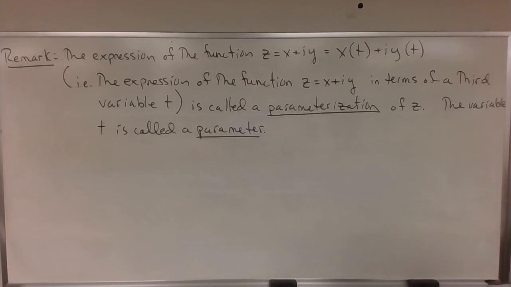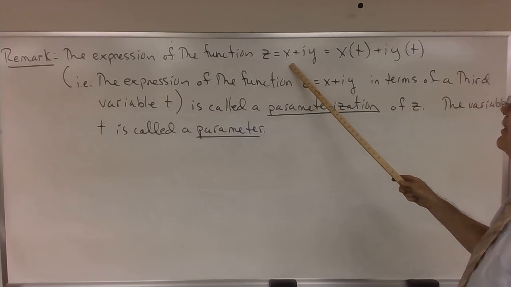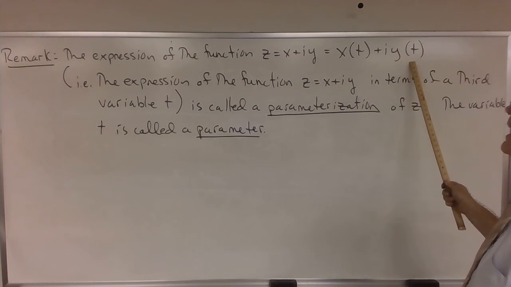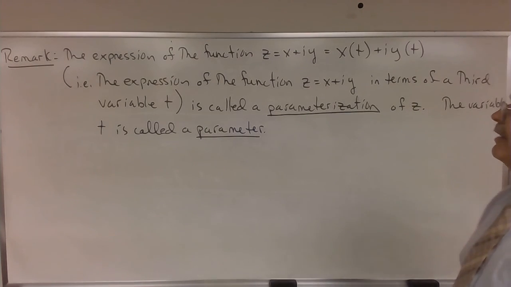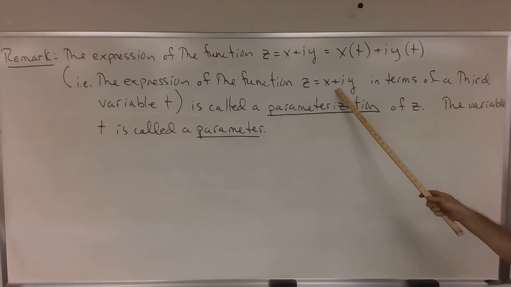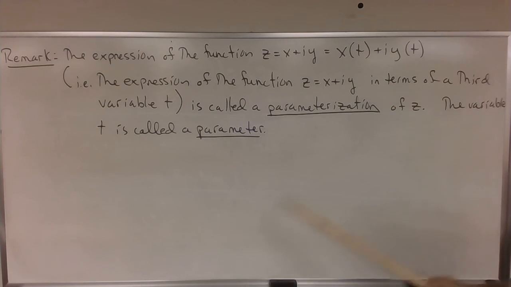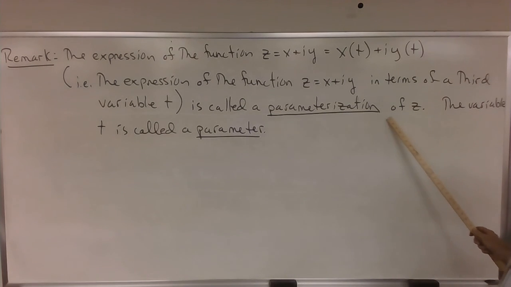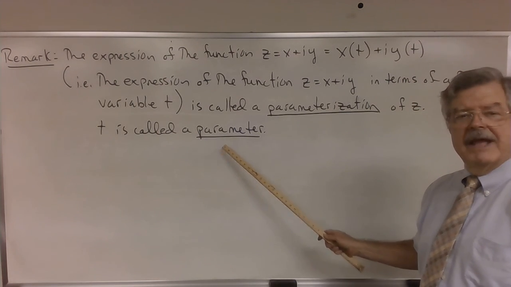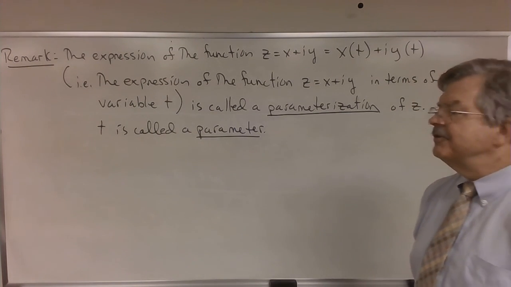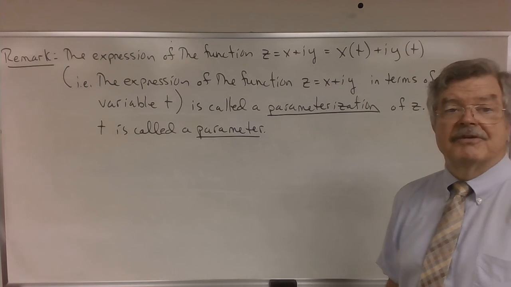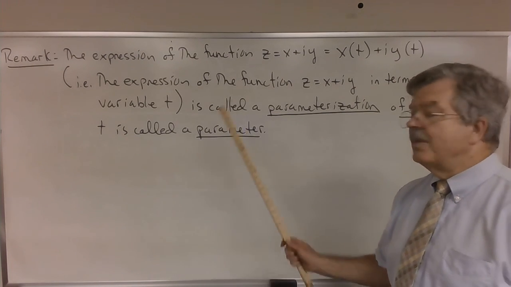One parting remark: the expression of the function z equals x plus i y, where x is a function of t and y is a function of t. In other words, the expression of the function z equals x plus i y in terms of a third variable t is called a parameterization of z, and the variable t is called a parameter. In some of our exercises, we will be asked to parameterize the function in terms of a single variable t, which is why I mentioned this.